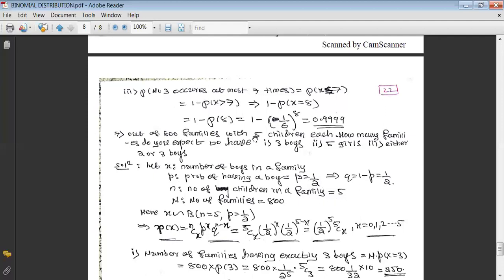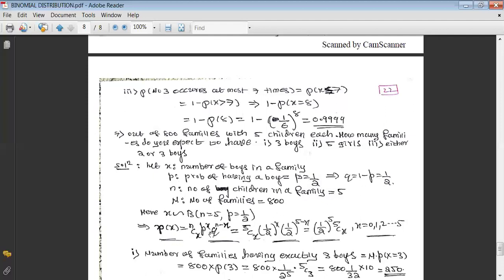They are given a family consists of 5 children, and capital N is the number of families, and in this case that is nothing but 800. Now again this variable x, we have already explained many times, is a good example of binomial. That's why we can conclude x is binomial with n equal to 5 and p equals 1 by 2.